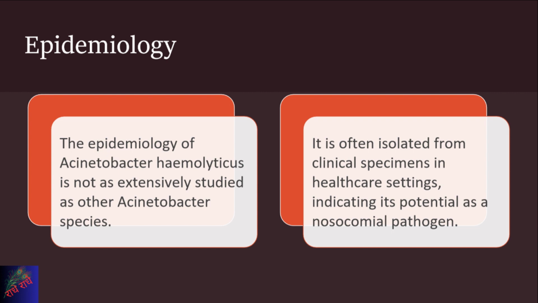Acinetobacter hemolyticus is an opportunistic pathogen that is commonly found in hospital settings and other healthcare facilities. It has been isolated from clinical samples on numerous occasions, suggesting it has potential as a nosocomial pathogen. Studies into the epidemiology of Acinetobacter hemolyticus have been limited, compared to other species of the Acinetobacter genus.